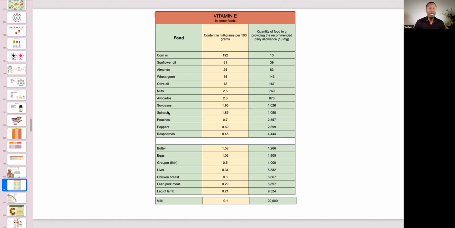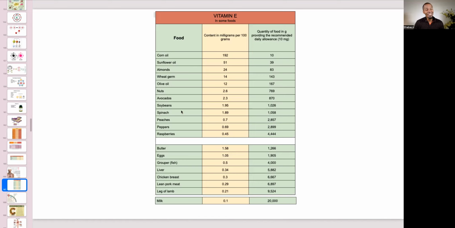Let's look at this. Spinach. So you see the numbers start to go down. You got 1.89 milligrams of vitamin E per 1 cup of spinach. So you would have to do 1,058 grams of spinach just to get the recommended daily amount.